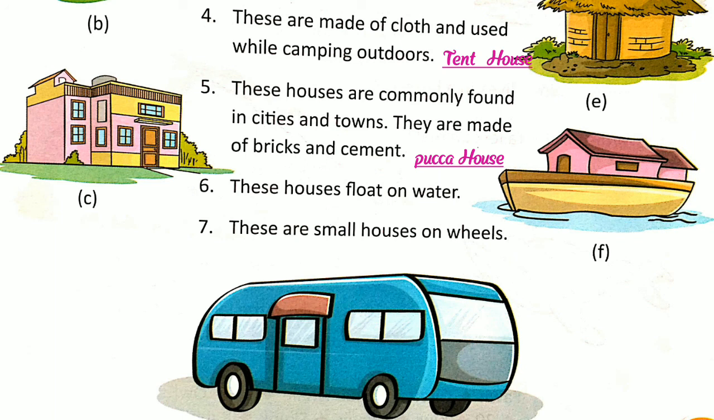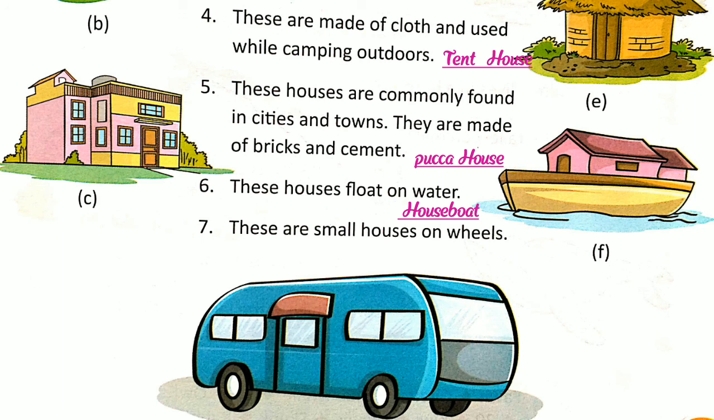Now next, number 6. These houses float on water. Which type of house floats on water? It's a house that is built in a boat. Here we can see a houseboat. A houseboat is built in a boat, with all types of facilities in it. So it's a houseboat. Very good children.